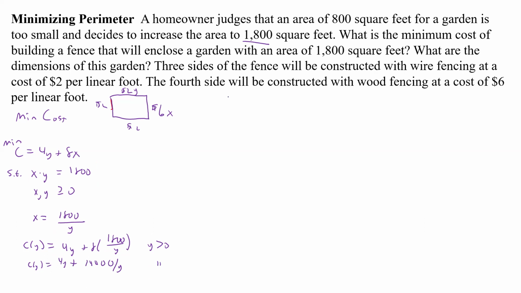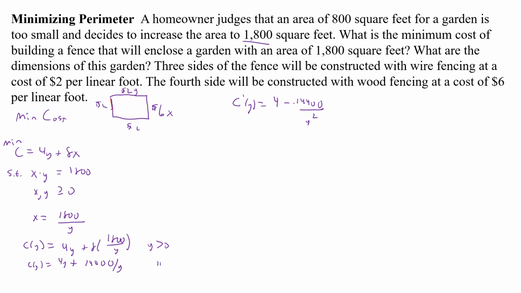All right, so now what we need to do is find that first derivative. Well, the derivative of the first piece here is going to be a 4. Now, when we take that y up and make it y to the -1, then we'll have a -1 times 14,400, and then we'll have a y to the -2, which now becomes y squared in our denominator, okay?